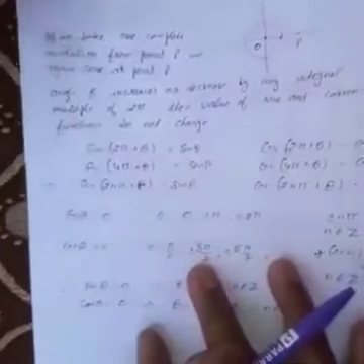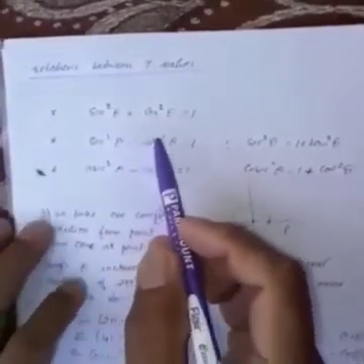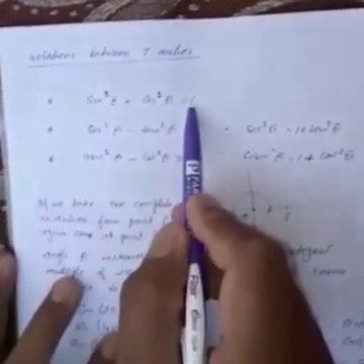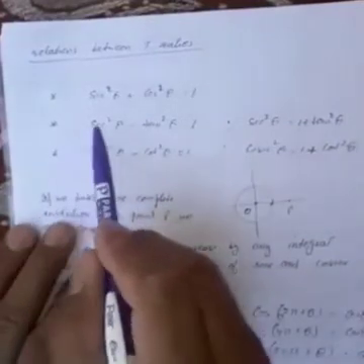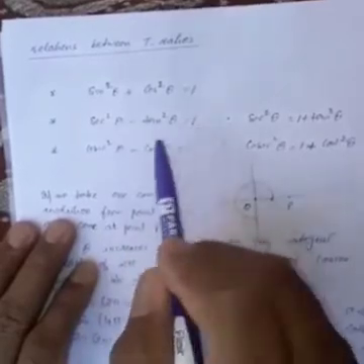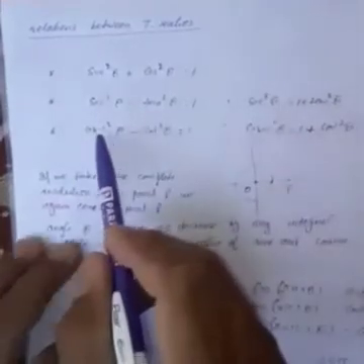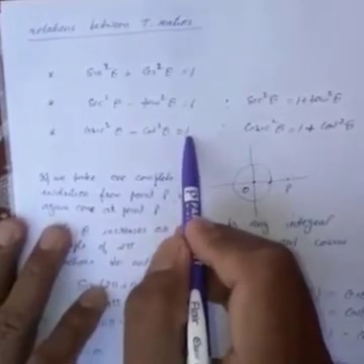Now we have relations between different T ratios. We have studied these relations in the previous classes as well. So sine square theta plus cos square theta is equal to 1. It means sine square theta will be 1 minus cos square theta, and so on. The next relation is secant square theta minus tangent square theta, which is also 1. It may be written like this, secant square theta is 1 plus tangent square theta. Similarly the next relation, cosecant square theta minus cotangent square theta, is also 1, and it may be written like this.